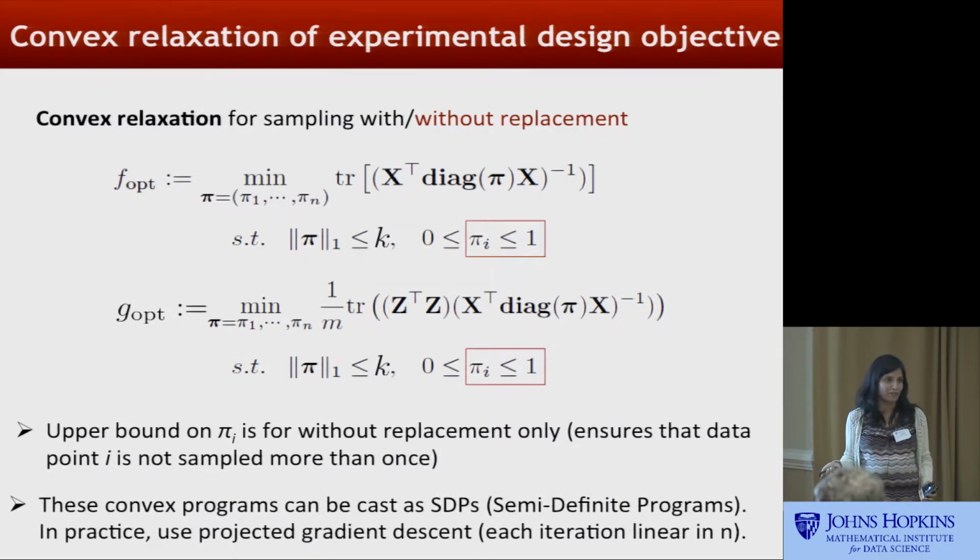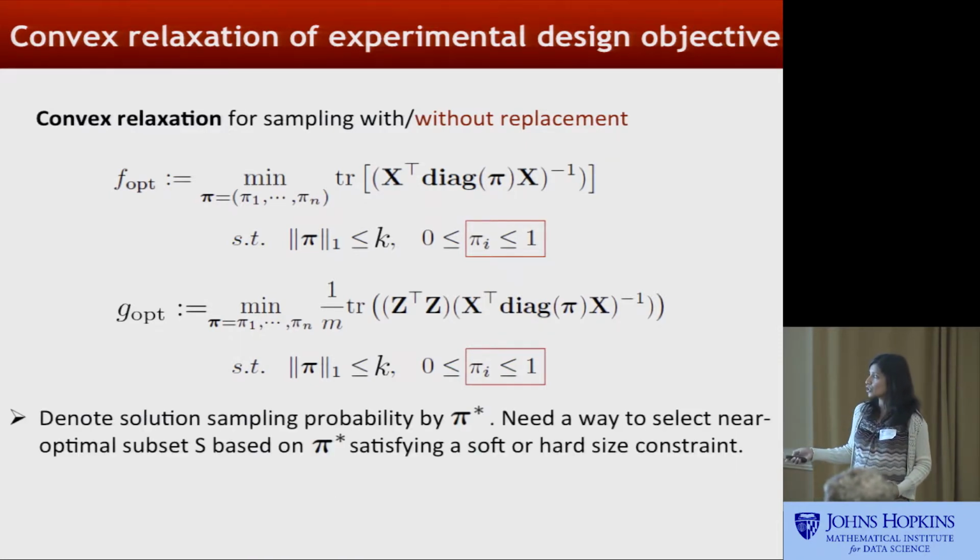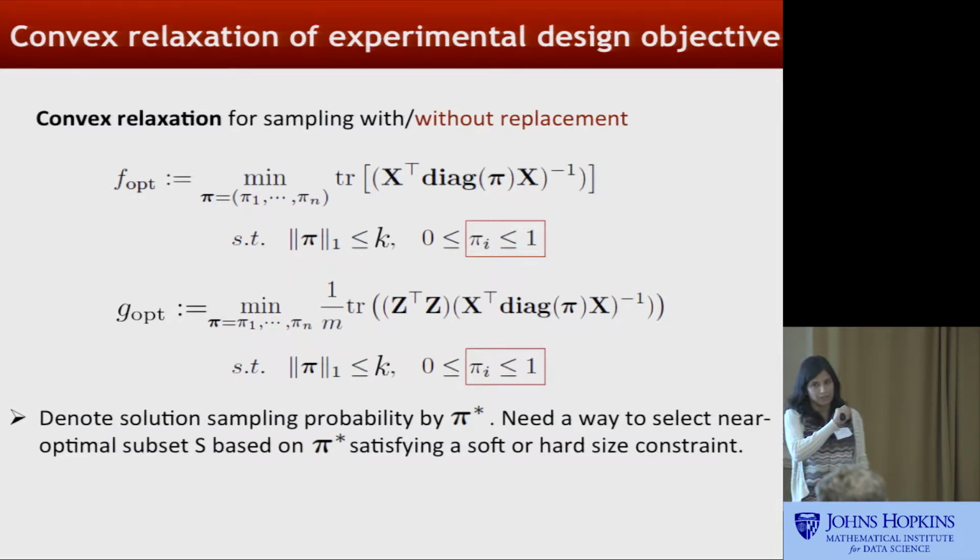What about the approximation we can get? Before we get to that, let's say we solve these programs. The solution is, let's call it pi star. It's a sampling probability. But now I need to take this pi star and convert it into a subset. There are many ways you can do that, depending on how you use pi star. You could just sample according to pi star, but I'll also mention other ways and compare the results.